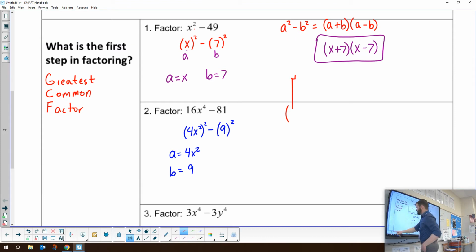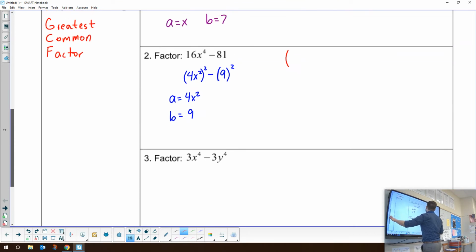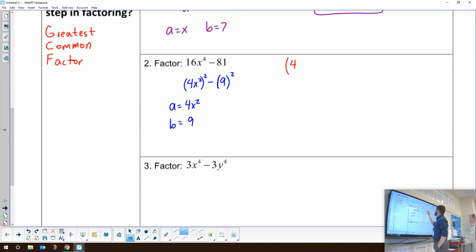Come on, there we go. Okay, try that again. So we're going to write out 4x squared minus 9, or plus 9, times 4x squared minus 9.